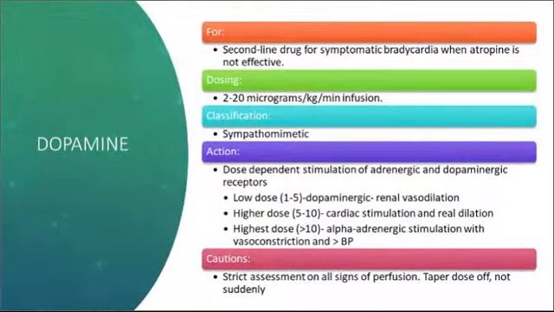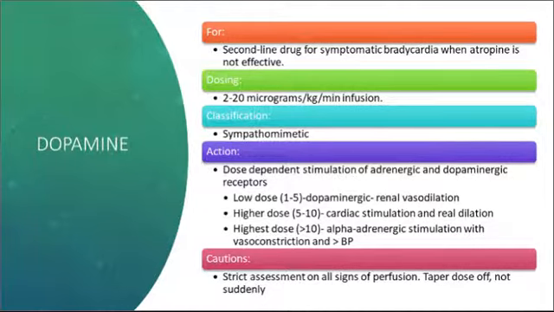Dopamine is a drug that might be used. It's a second line for symptomatic bradycardia, if your atropine is not effective. It's given IV as a continuous infusion. It has different doses depending on what it's needed for. The very low dose is for renal vasodilation. 5 to 10 is normally where you'll see it, because when you get above 10, it changes and it becomes very vasoconstrictive.